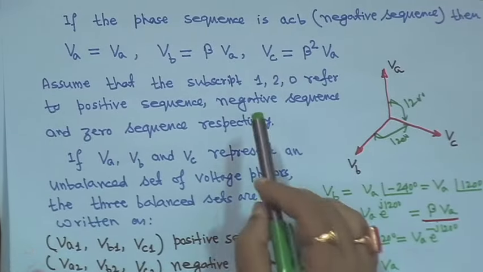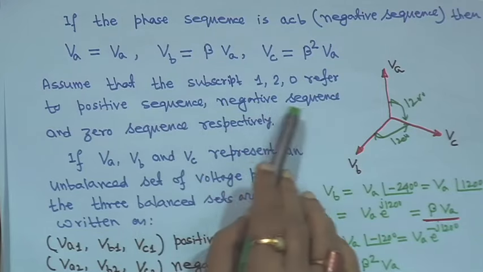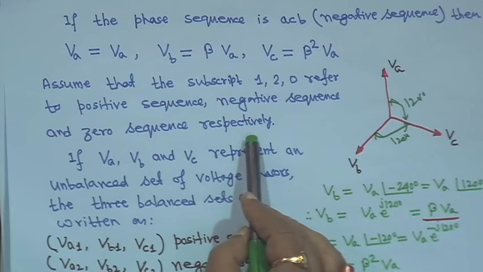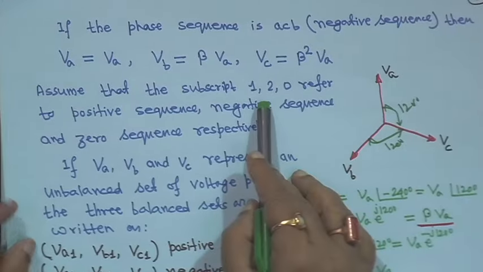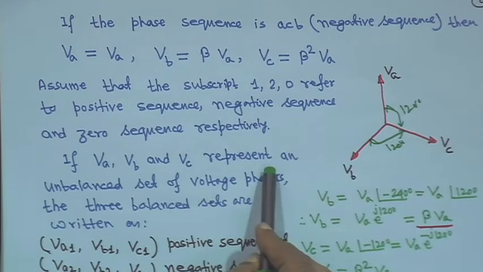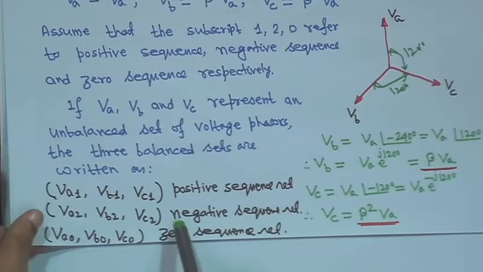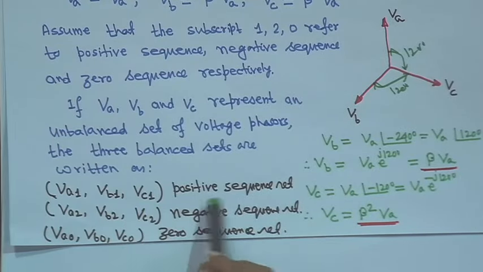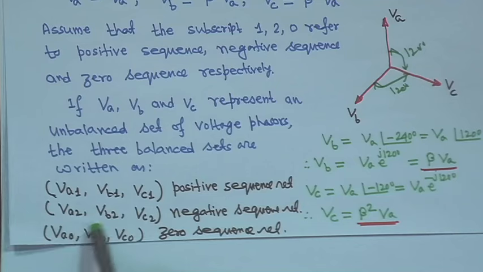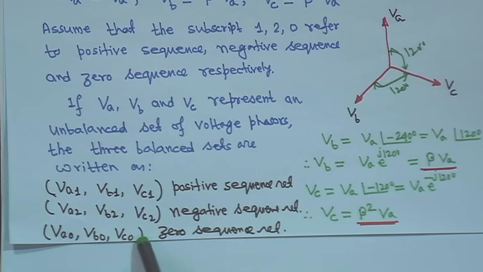We will now assume that subscripts 1, 2 and 0 refer to positive sequence, negative sequence and zero sequence respectively. This is actually a convention, everyone follows this convention. So, if Va, Vb and Vc represent an unbalanced set of voltage phasors, the three balanced sets are written as: Va1, Vb1, Vc1, this is the positive sequence set; Va2, Vb2, Vc2, that is the negative sequence set; and Va0, Vb0, Vc0, that is the zero sequence set. This way we made it.